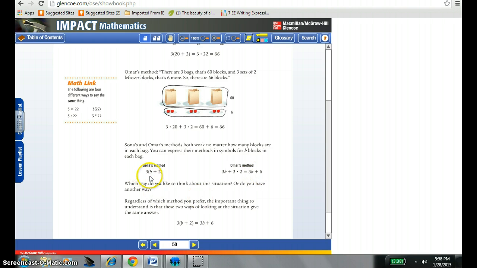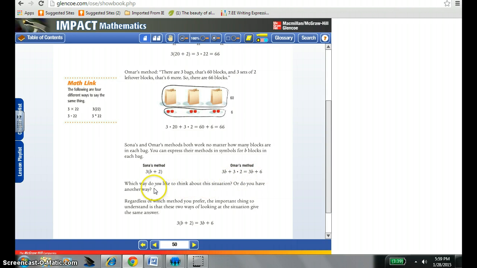And for Sona, it's going to be however many blocks are in the bag, plus the 2 extra blocks, then multiply everything times 3. And it says, which way do you like to think about this situation? Do you have another way? If you like my opinion, I prefer the parentheses just because it's something that we're going to get used to, but it's really up to you. The most important thing that I want you to look at is that you end up with the same thing.